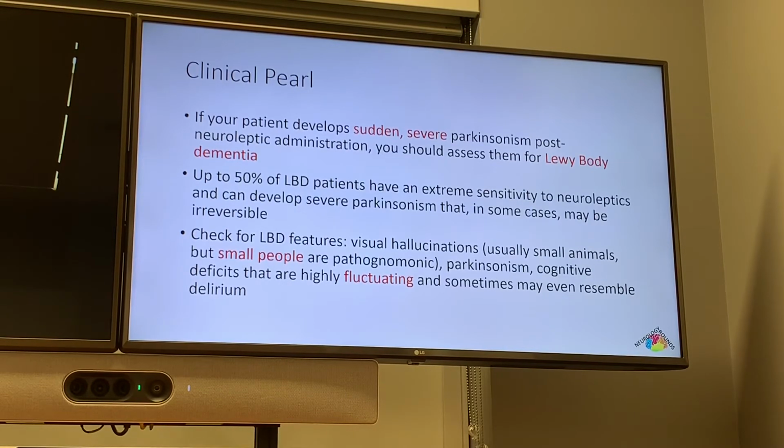The other cognitive feature of Lewy body is that their cognitive deficits are pretty fluctuating. So sometimes that can actually be mistaken for a delirium. So just a good one to be aware of.